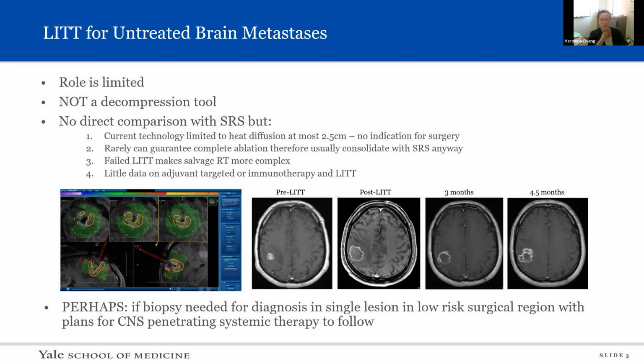As a direct comparison to radiosurgery, which I think is its biggest competitor, I think also our role is limited, mainly because the current technology allows us a limit of heat diffusion to about 2.5 centimeters, which in most cases, other than critical locations, there's no indication for surgery. We can rarely at this time guarantee complete ablation of the lesion. And so most of these lesions are consolidated anyway with radiosurgery.